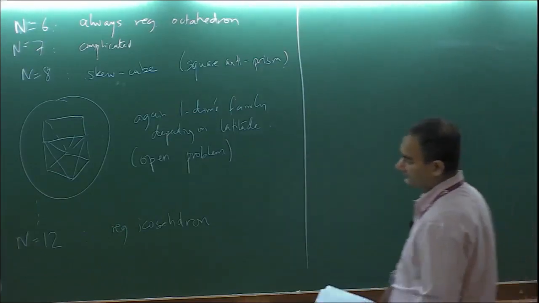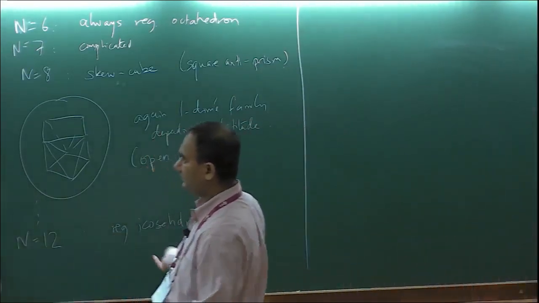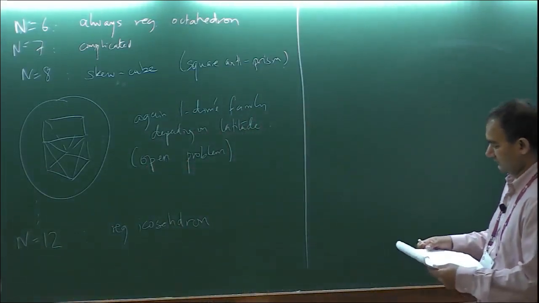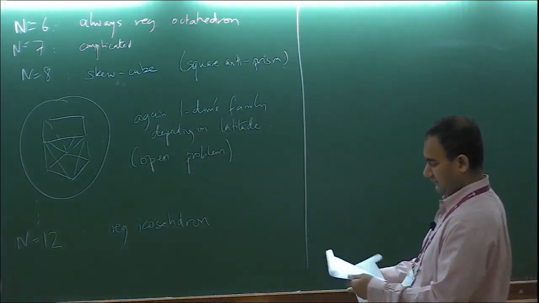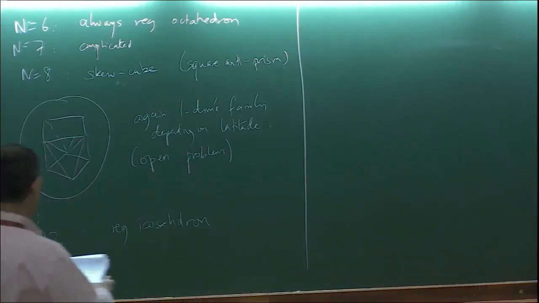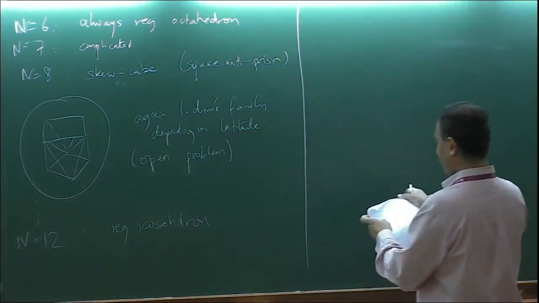But you've seen that there are some configurations which always optimize potential energy, like the regular octahedron, regular icosahedron, and regular tetrahedron, and those are called universally optimal. So let me make a proper definition.